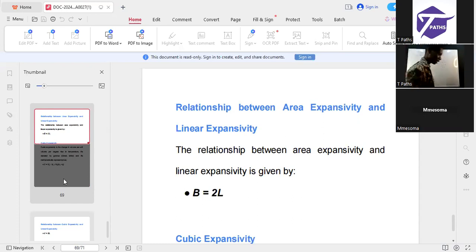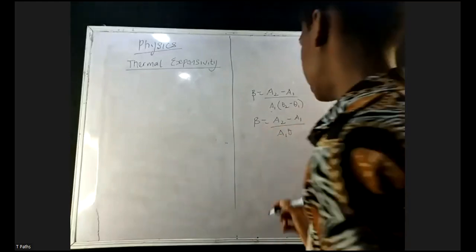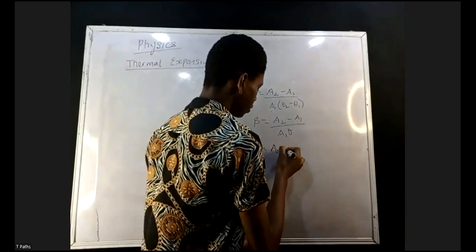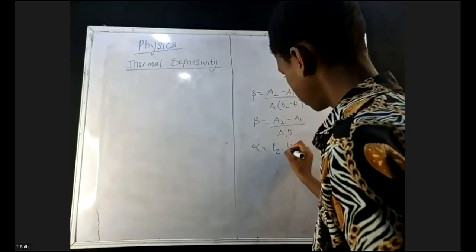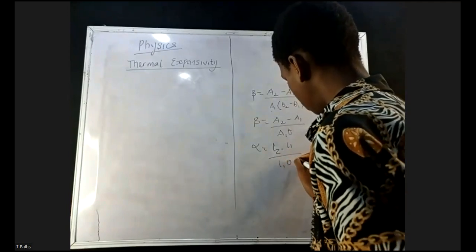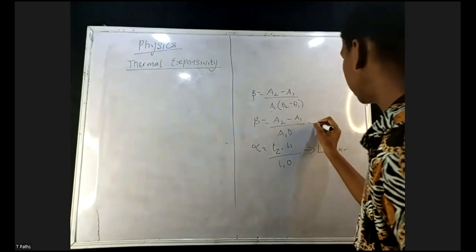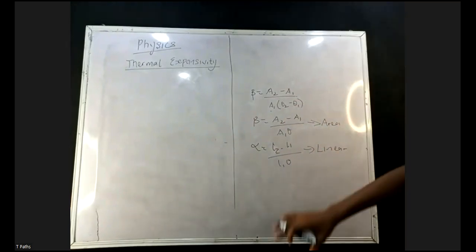So here, what you want to do is get the relationship between area expansivity and linear expansivity. So this is my area expansivity, and this is linear expansivity. Yes, you guys can see this. So linear expansivity, and here is area expansivity. Now what I want to do is find the relationship between these two.